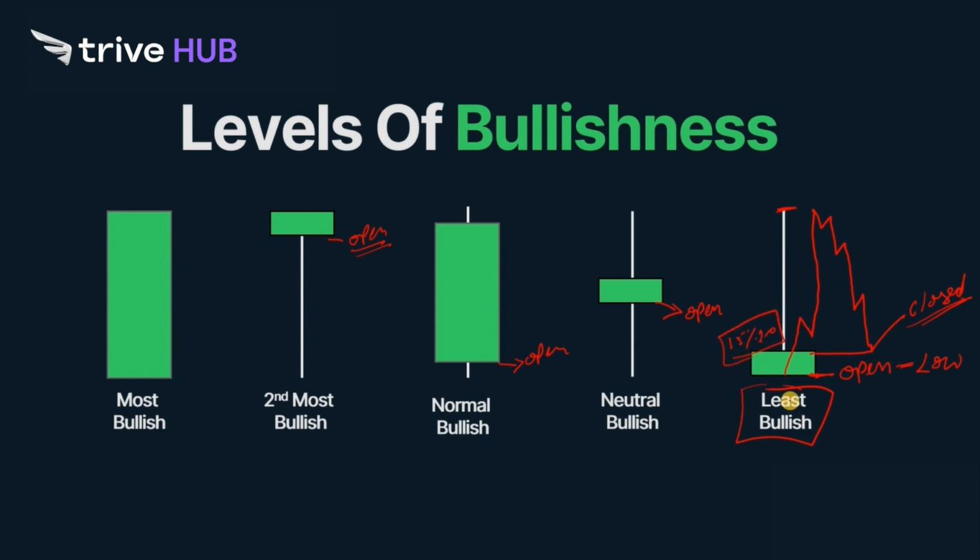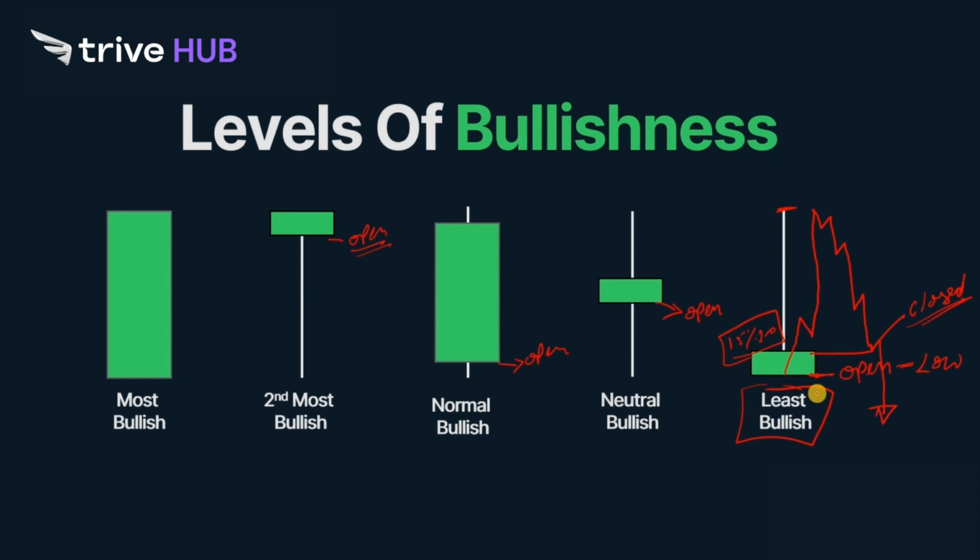But this is still bullish because the sellers were not so aggressive that they pushed the prices below the opening price. So buyers still have some strength here, and they have not allowed the sellers to push the prices below the opening price. It means the sellers are not able to make a new low. This is why this is the very least bullish.